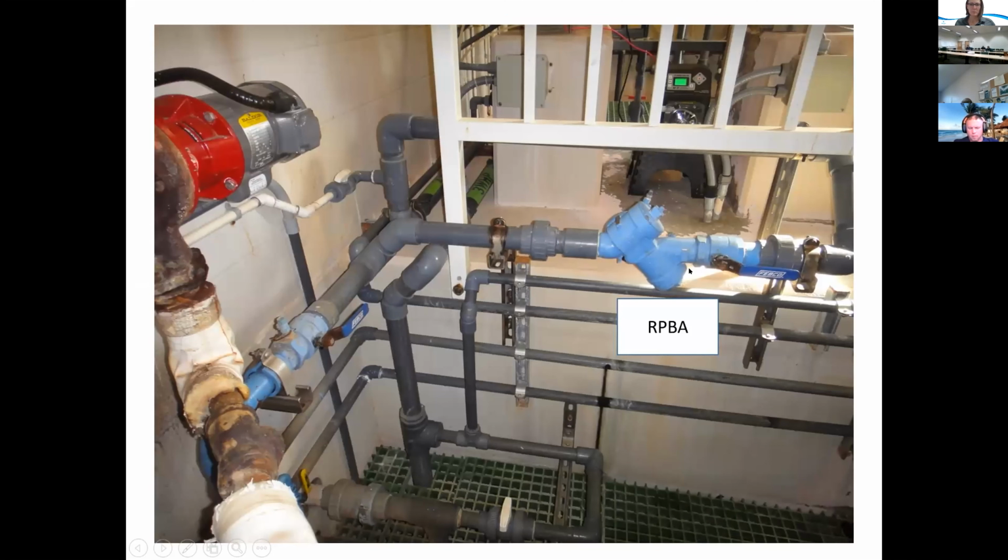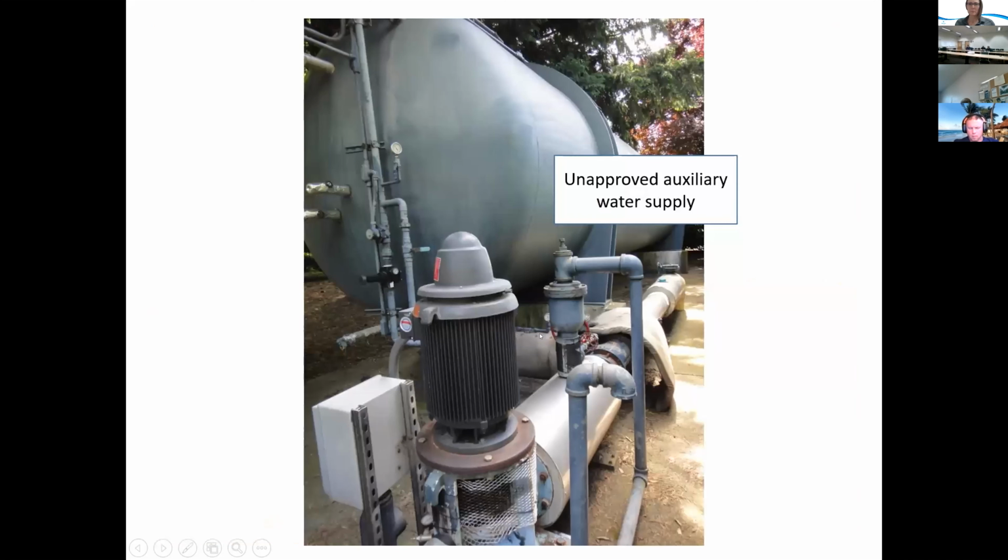RPBAs, backflow assemblies, are assemblies. They need to be two shut-off valves, whatever's in between, and four test cocks. You can't disassemble them, or they are no longer approved assemblies. Again, look for auxiliary water supplies when you're out there. They're common, and they shouldn't be.